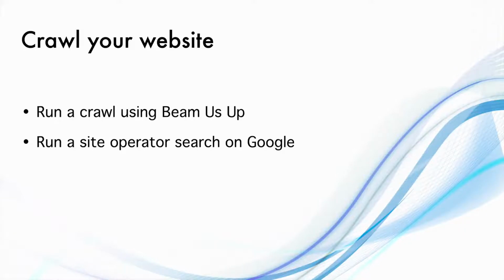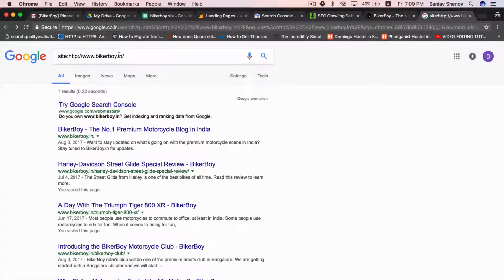So as you can see here, I have done a search operator on Google to see what is happening, and the way you need to do a site operator is site: and your website's full URL. So it'll show you all the pages that has been indexed by Google for your entire website.